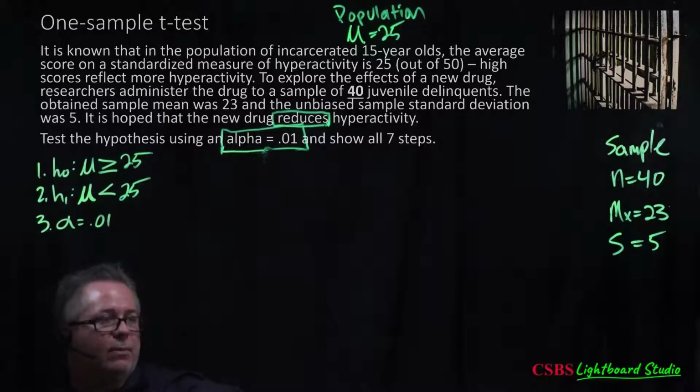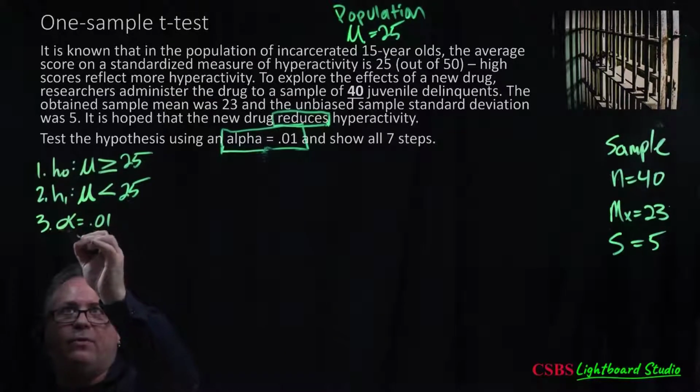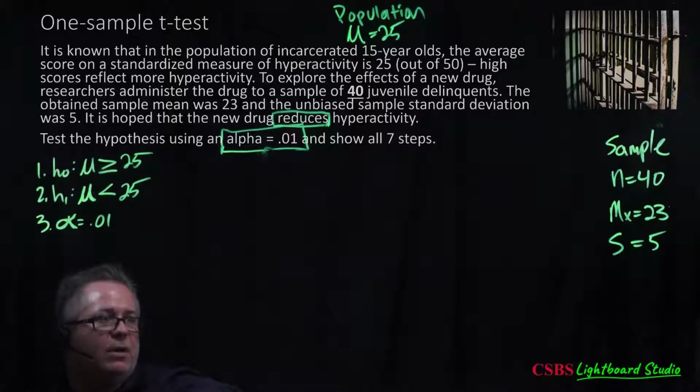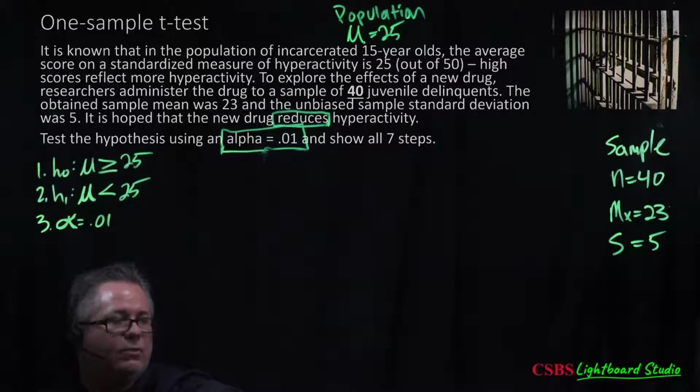Step 3, we said that alpha is equal to 0.01. That's stated in the problem. So we can't just assume 0.05 like we normally would. It's stated that it's 0.01, so we need to use that.